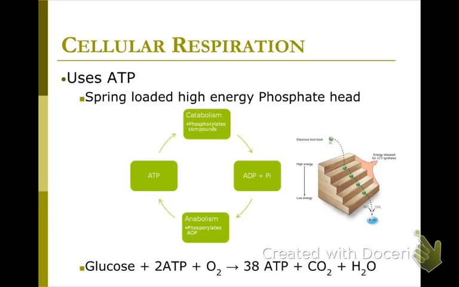This is what I was kind of showing you last time. This catabolism, the breaking down of phosphates, will form ADP and inorganic phosphate. The anabolism, where we phosphorylate ADP, then forms ATP. So the entire process, and you do need to know this formula right here, this idea of glucose plus 2 ATP plus O2 will yield 30 ATP plus carbon dioxide plus water. So you do need to know that formula.